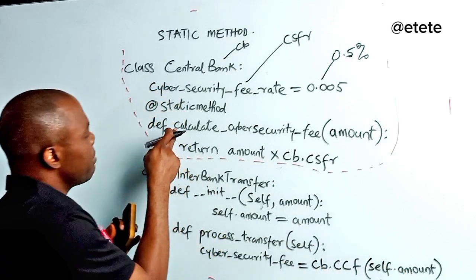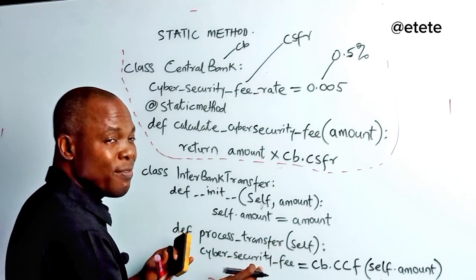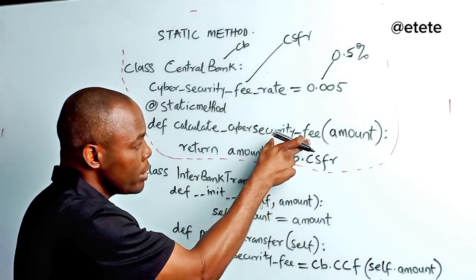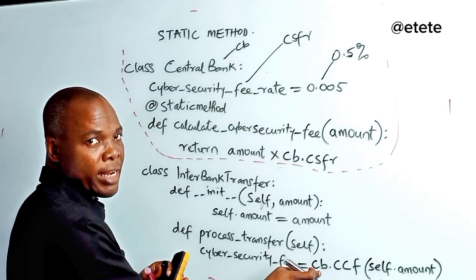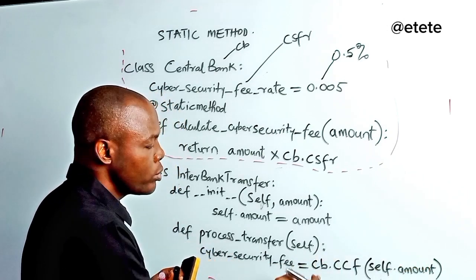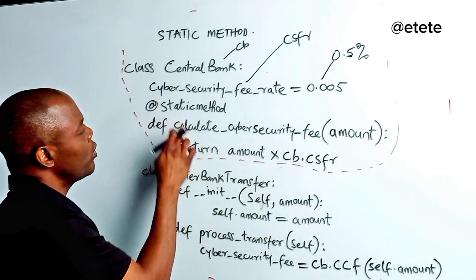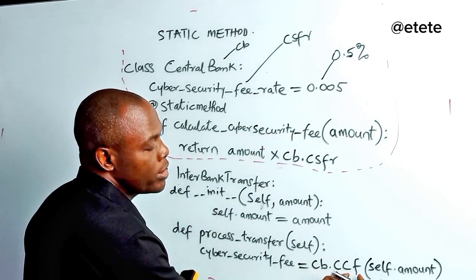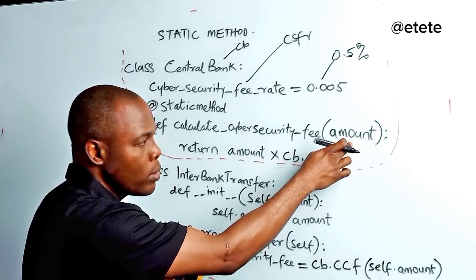So I am calling this method inside this process transfer method. I am creating a variable, and then I'm calling this calculate cyber security fee. I'm calling this method, and to access this method, I must access the class. That's why the class is central bank. The reason why I'm abbreviating it is because of the space. Please understand. So this CB stands for what? Central bank. Dot, using the dot notation to access the what? Calculate cyber security fee, which is the static method. So cyber security fee is the static method, and then it's expecting one variable, which is what?